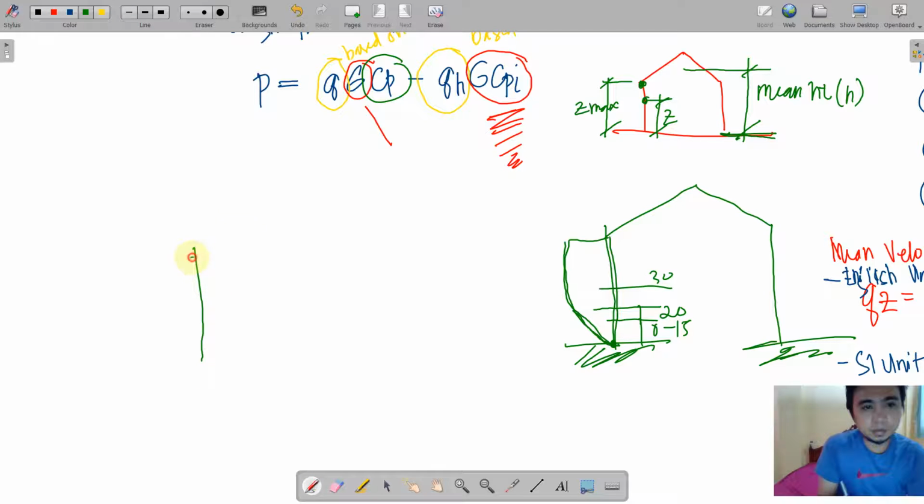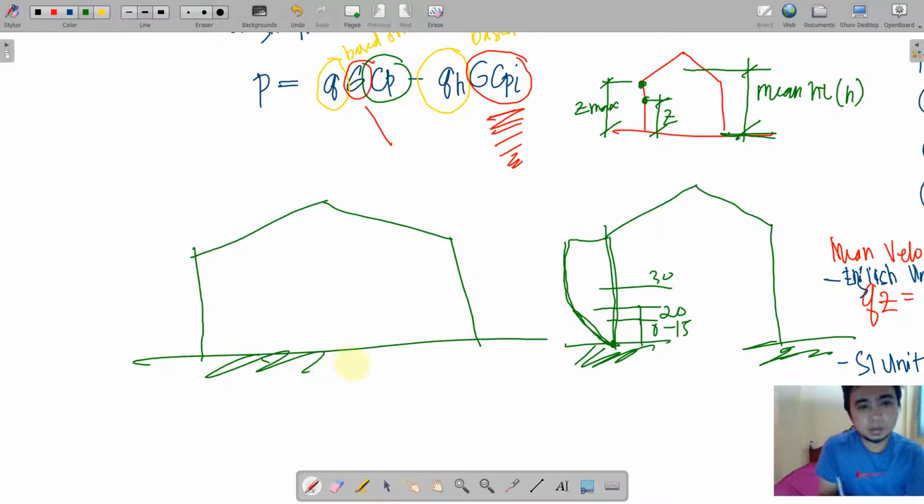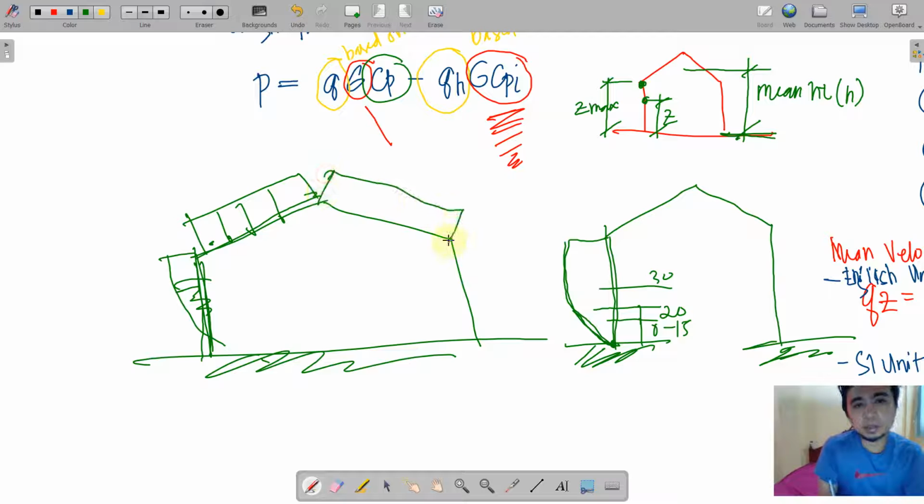Ang concern lang naman natin is yung wall ba? May pressure dyan. Okay? There is a pressure there. May pressure din dyan. Sa kabila, meron din siyang pressure. Okay? At dito. So let me have a dividing line here. Okay?